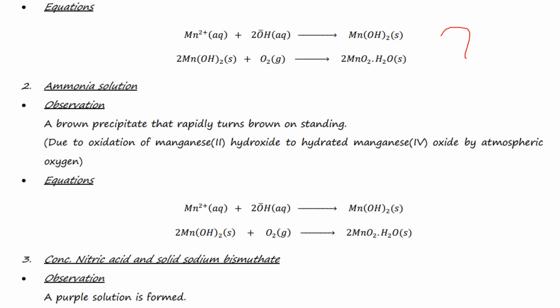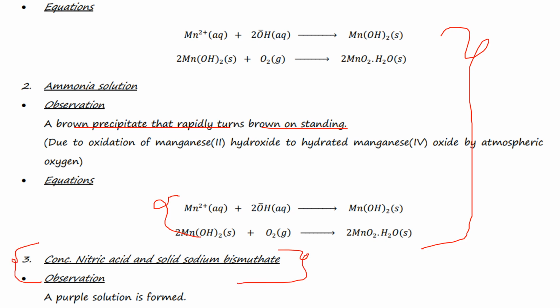So since the equations are going to be remaining the same, let's talk about the observations only. When you're reacting with the ammonia solution, this was a repetition. A brown precipitate rapidly turns brown on standing, and you're going to form these equations. The other reagent is the most commonly required reagent, because this one confirms the manganese ion.